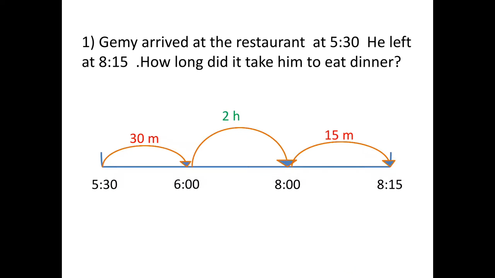Now can I get elapsed time? Yes, I have 30 minutes, 2 hours and 15 minutes. Add them all together. So it took him 2 hours, 45 minutes to eat dinner. I just wrote the 2 hours that are written in green and I added the 30 minutes and the 15 minutes. It gave me 45 minutes.